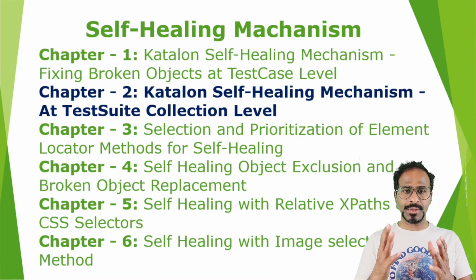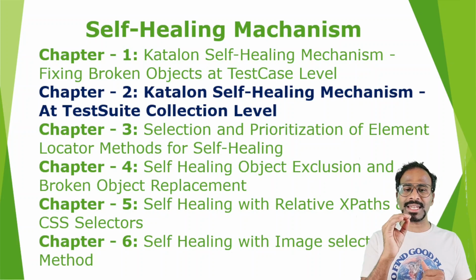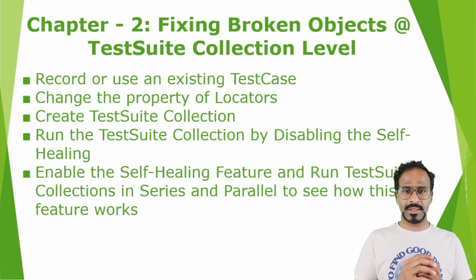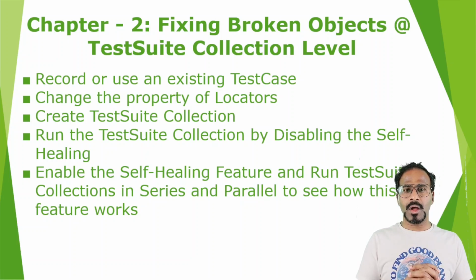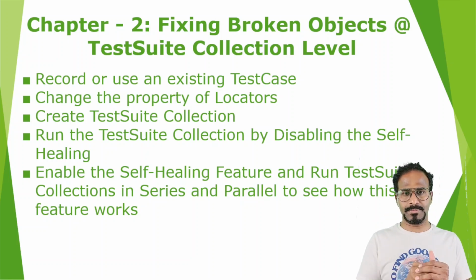So if you see on the screen, we are on chapter 2, right? As I told you earlier, I'm going to cover a total of 6 chapters covering self-healing mechanism. So chapter 2, we are going to cover self-healing mechanism at TestSuite collection level. What is the agenda item for chapter 2? By the end of this lesson, I'm going to teach you how you can fix the broken objects at TestSuite collection level, right?